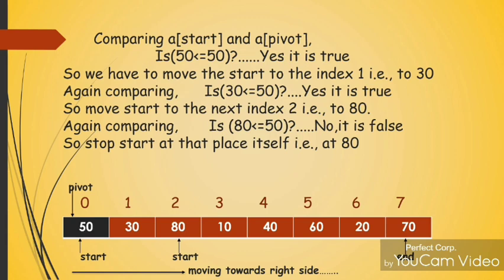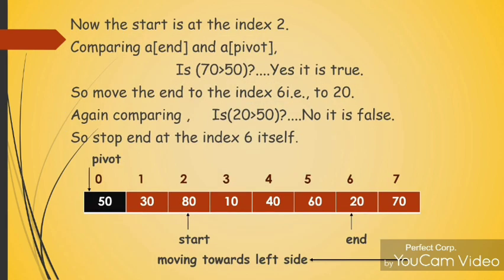The element is 80. Again comparing. Is 80 less than or equal to 50? No, it is false. So start stays at the place itself, that is at 80. Now the start is at index 2.